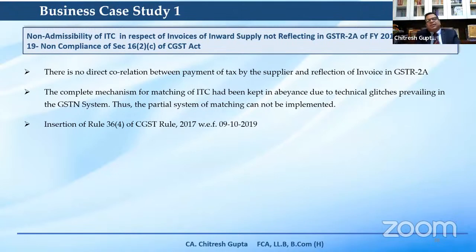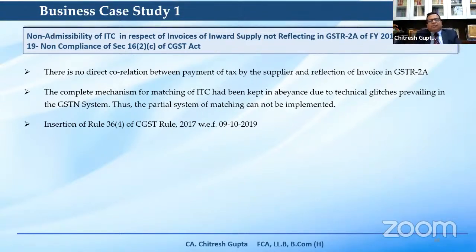First of all, this rule has been implemented from 9th October 2019, and this rule was not applicable for the period prior to this date. So what is Rule 36.4? Rule 36.4 states that if a particular inward supply is not reflecting in the GSTR 2A, then the ITC on missing invoices which are not reflecting in GSTR 2A of the recipient can be availed up to a specified percentage, meaning thereby the recipient is allowed to avail the ITC on the missing invoices which are not reflecting in GSTR 2A up to a specified percentage by this rule.